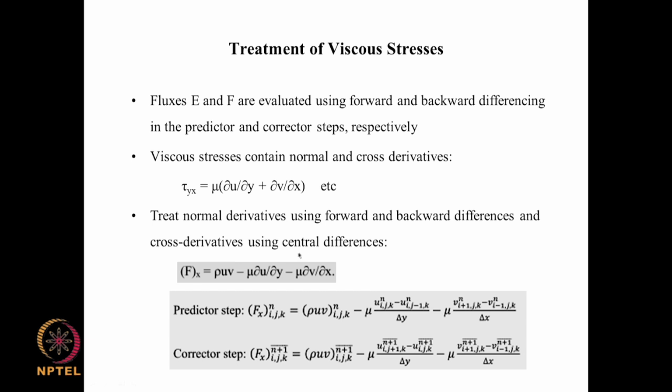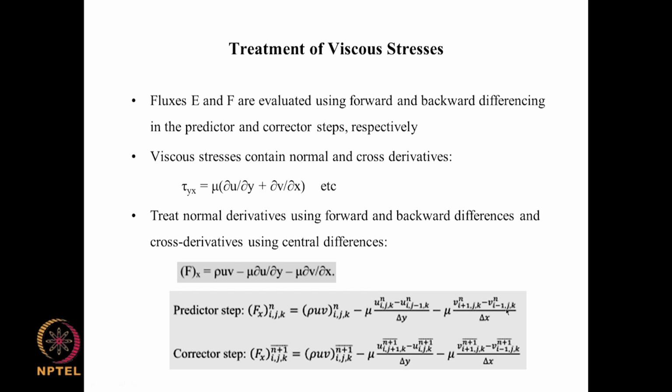Now, if you look at this term here, this is also some dou v by dou x, another derivative. And how do we evaluate this? We evaluate this, this is dou v by dou x, as V i plus 1 minus V i minus 1 by 2 delta x, there should be a 2 here. So, that is being evaluated as a central difference.